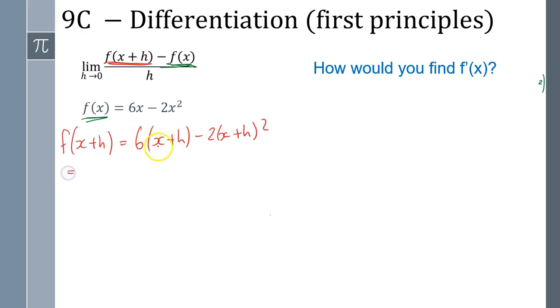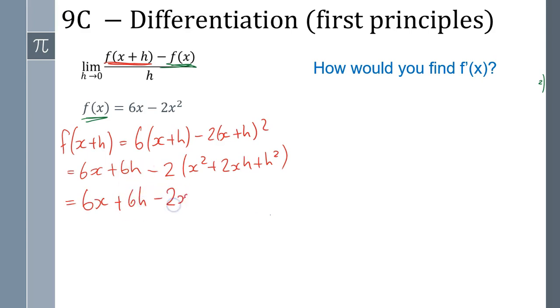And I need to simplify. So this first one's fine, 6x plus 6h. This one here, minus 2, I've got to square those brackets, so x squared plus 2xh plus h squared. Then I've got to distribute the 2 with the negative. Okay, you've got to be really careful. Not the big mistakes, but the common mistakes are forgetting those negatives. Okay, have I got any like terms there? No, I don't. So that's f of x plus h.